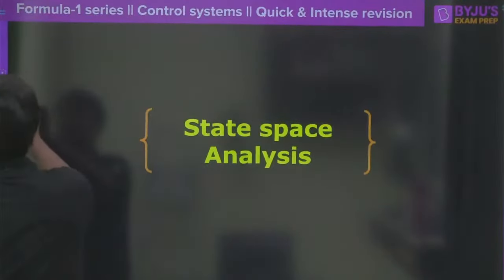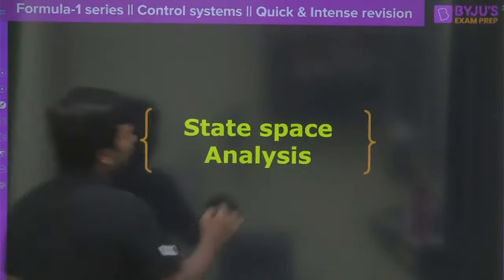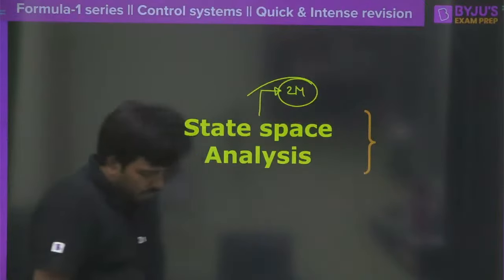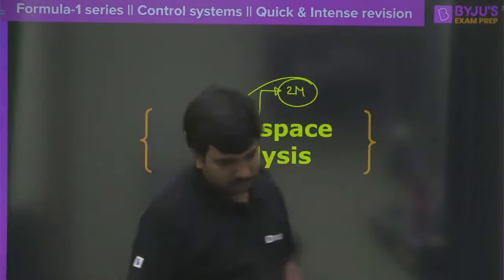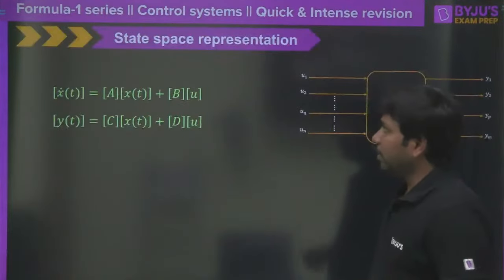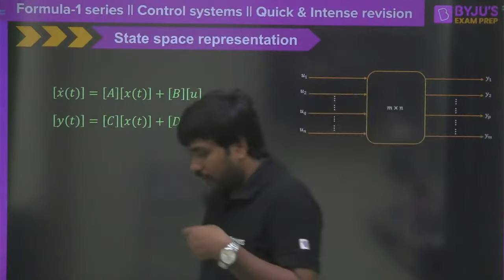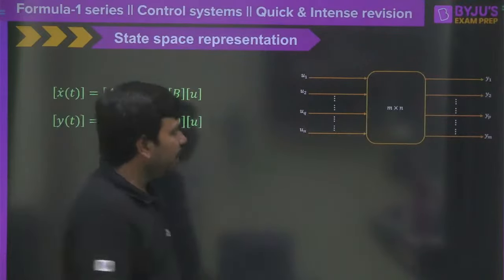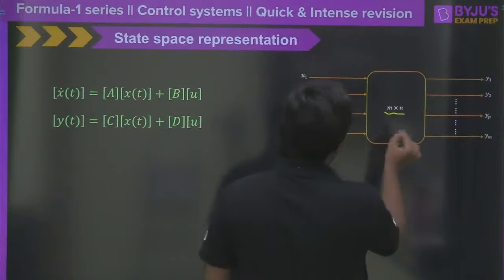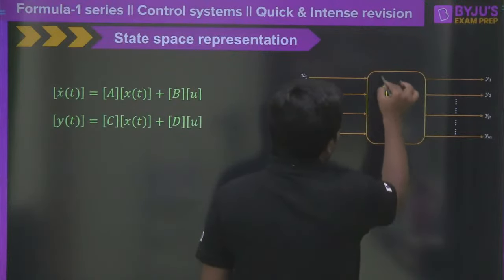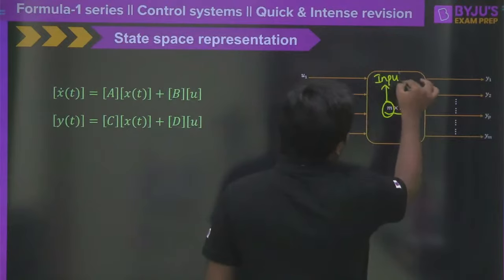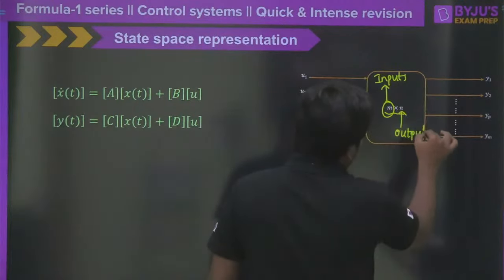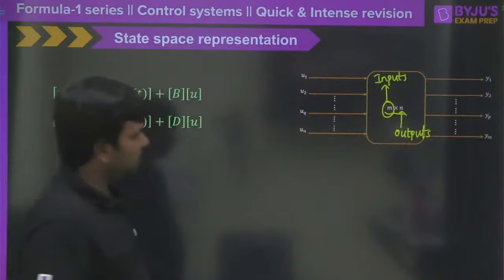Now coming to state space analysis, because I want to focus here more, as I know that obviously at least a 2 marks question will come from here. Minimum 1 mark or 2 marks, clear? So now the most important thing in state space analysis is the state space representation. If you take an M by N system, that means the number of inputs is M here and the number of outputs is N. Clear? So M inputs and N outputs, right?